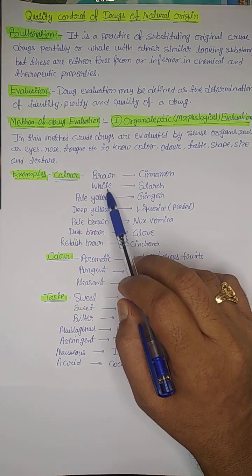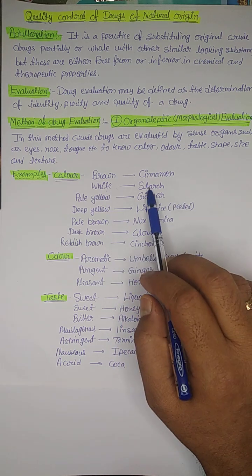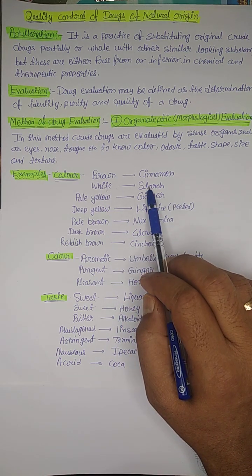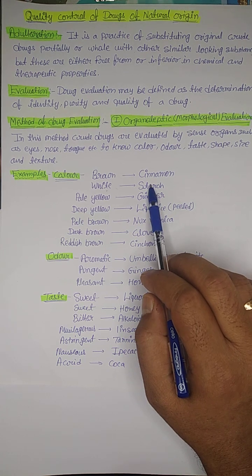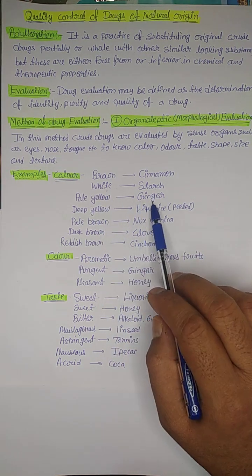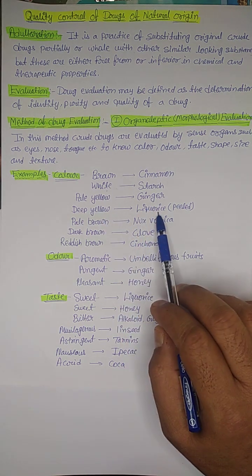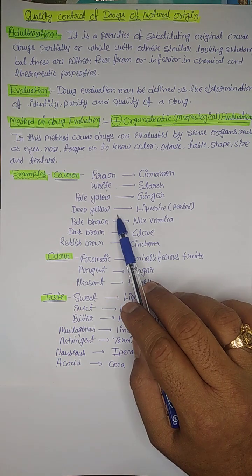Then white color. When we talk about white color, starch will always be white in color, right? It has been isolated from the rice, potato, maize, or maybe some other grain. So whatever the purified starch, it will be white in color. Pale yellow color is going to be in ginger. If it is deep yellow, it is licorice. If it is peeled, then it will be deep yellow color.